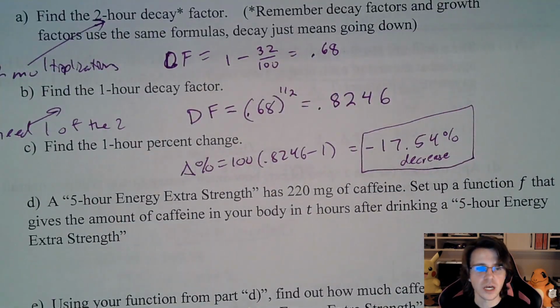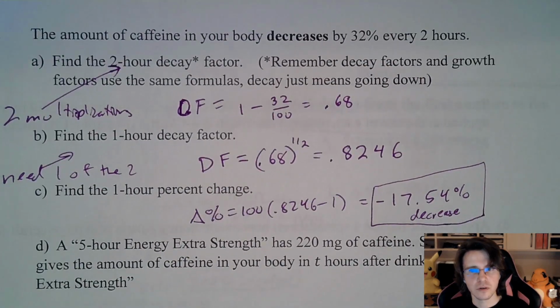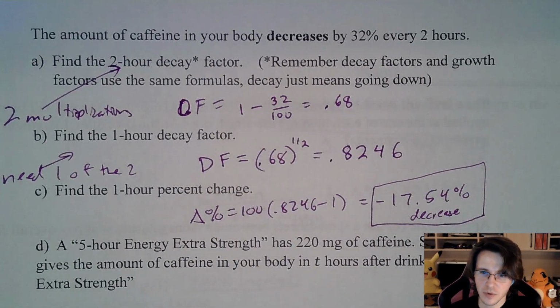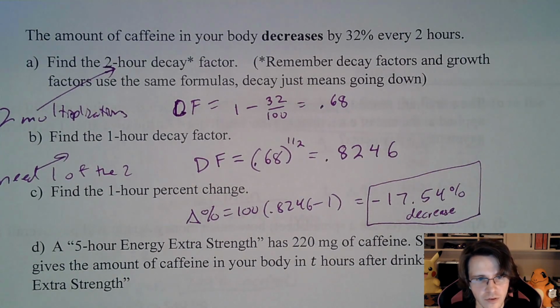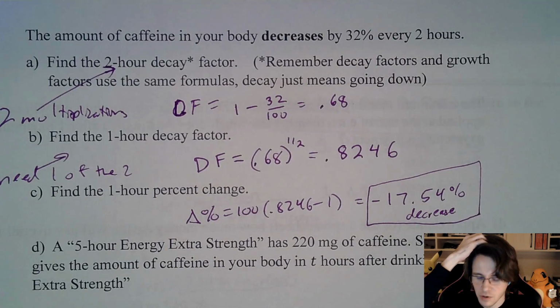Or in other words, every hour, the amount of caffeine in your body will decrease by about 17%. So you can think about that. You might be thinking, hey, 6 hours later, I got 0, but it doesn't quite work that way with percent decay, as we're about to find out.